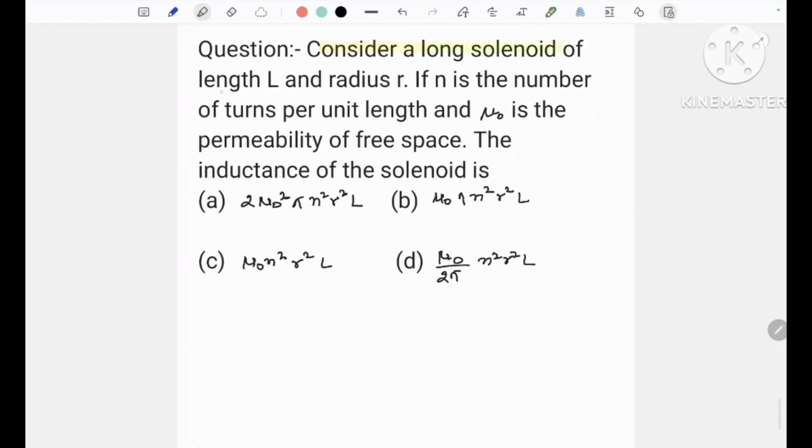Consider a long solenoid of length L and radius R. If N is the number of turns per unit length and mu naught is the permeability of free space, the inductance of the solenoid is.